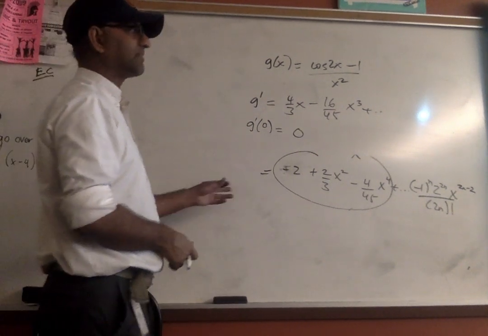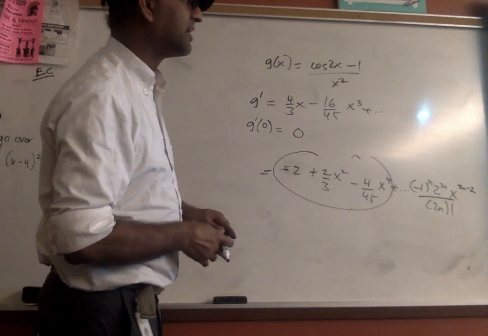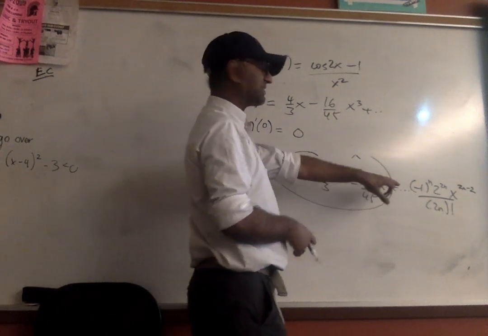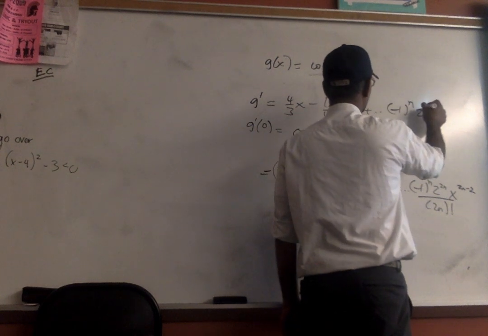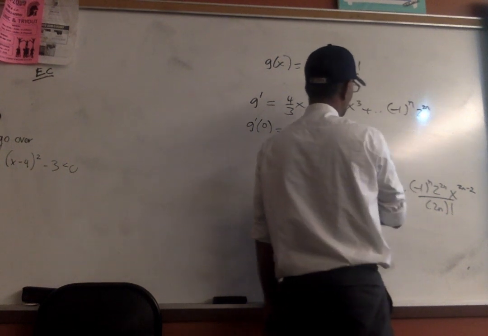Now Miss Huan asked me a question. She says, for these kinds of questions, do we write the nth term? So let's write the nth term also, because they often do. 2 to the power 2n. And then what will the nth term be?